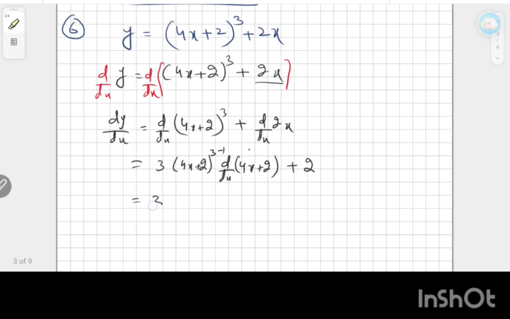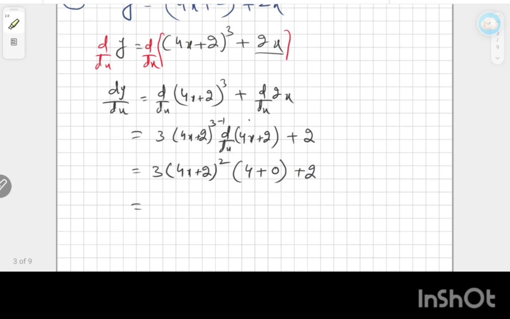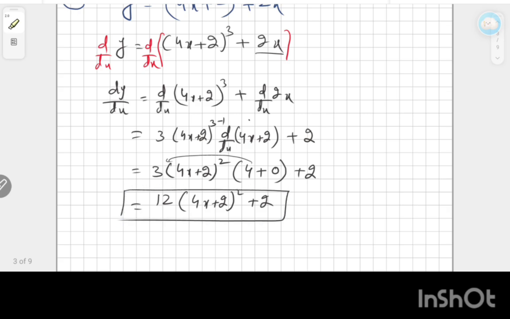Okay, 3 times (4x plus 2), here the power is 2. What is the derivative of 4x? The derivative of 4x is only 4, and the derivative of 2 is a constant term, it will be 0. So here plus 2. Now move forward. 4 multiplied by 3, 4 threes are 12. 12 times (4x plus 2) power 2 plus 2. So this is our required answer.